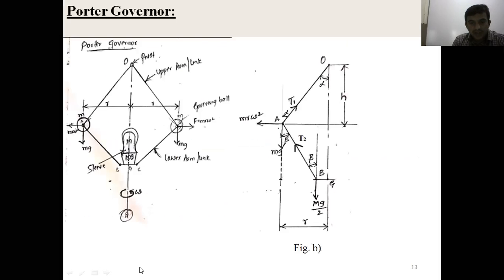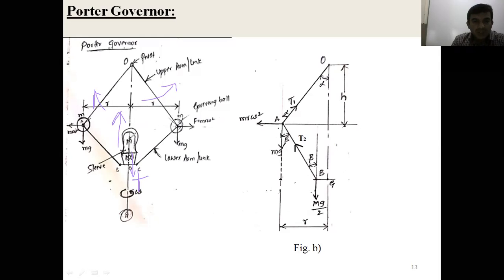What is the friction of the sleeve? See that as the governor speed increases, the upper arms move radially outward, the governor ball moves radially outward, and the sleeve moves upward. Once the sleeve moves upward, there is contact between the sleeve and the governor shaft axis. The force which resists the motion of the sleeve, a force which occurs opposite to the motion of the sleeve, is called a frictional force. This frictional force exists between the sleeve and the governor shaft.